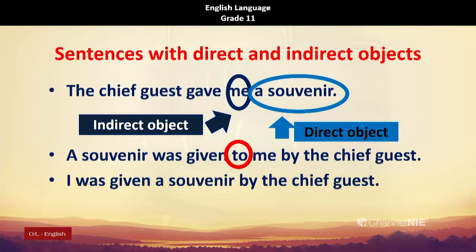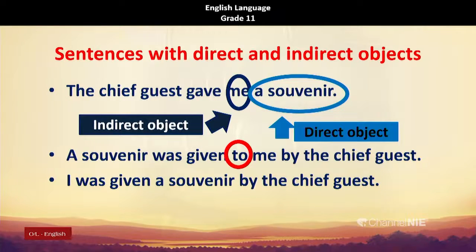Right. The next one, indirect object. Me is the indirect object. So, we take it as I as the subject of the passive voice sentence, and it also will be read by Nirmala. I was given a souvenir by the chief guest.